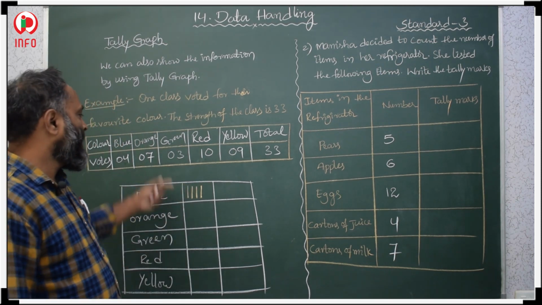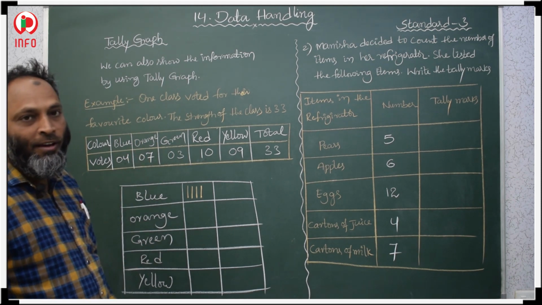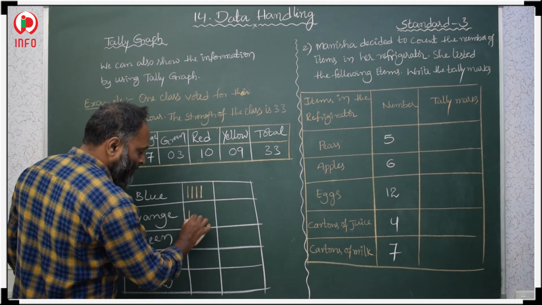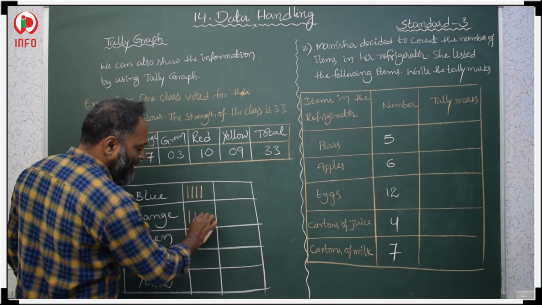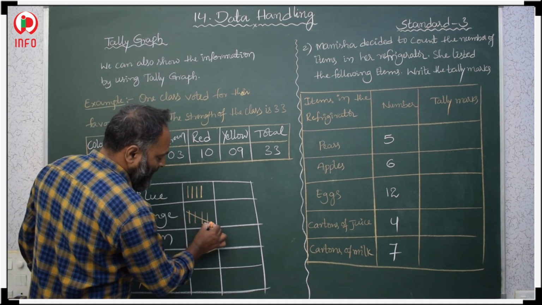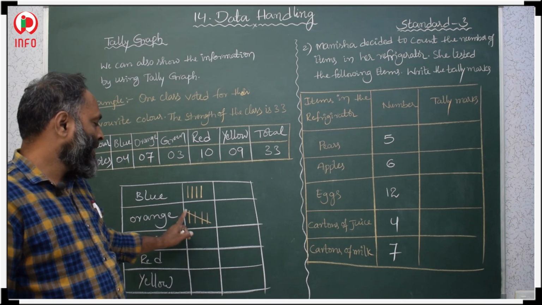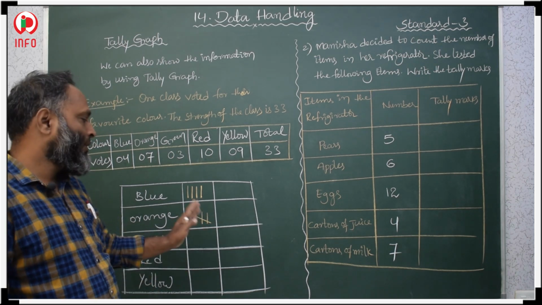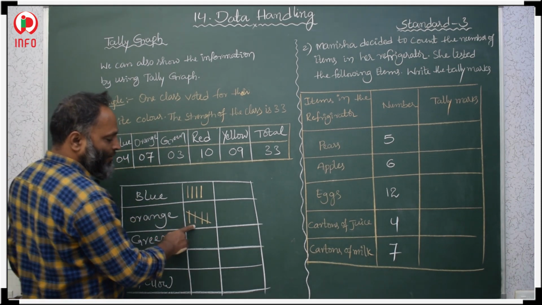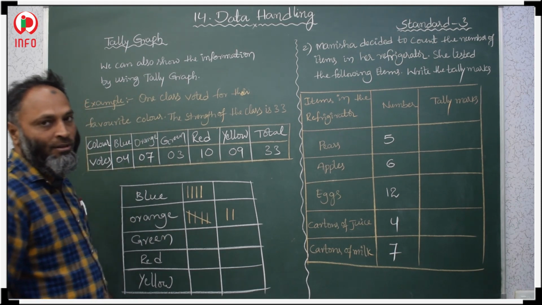Then orange, how many students voted for orange? 7. Then how to take this? First we should take 4 vertical lines, 1, 2, 3, 4, and 1 slanting line, total 5. After that this group is over, total 7. The 5 is over here, then 6 and 7. We should draw 2 more vertical lines.